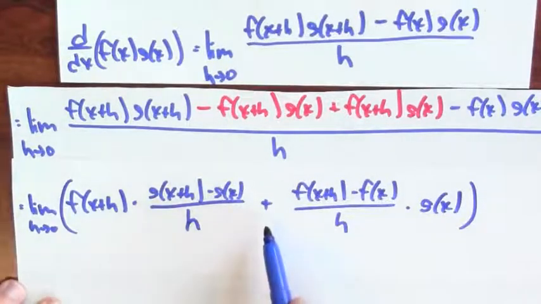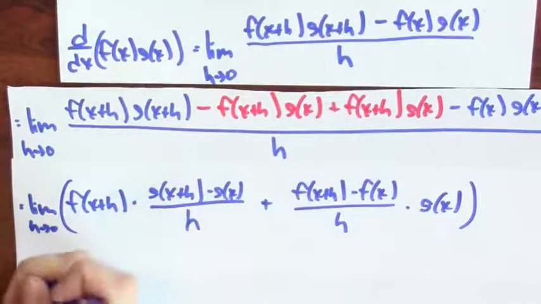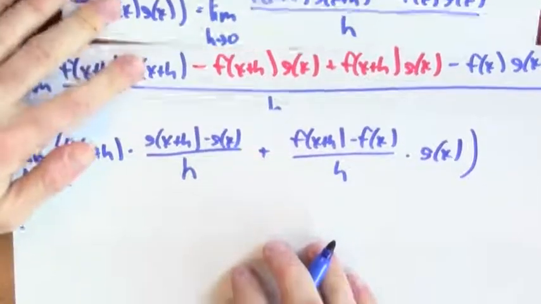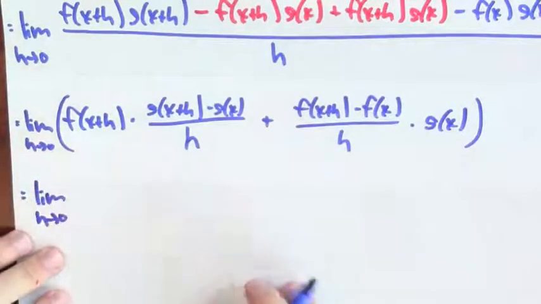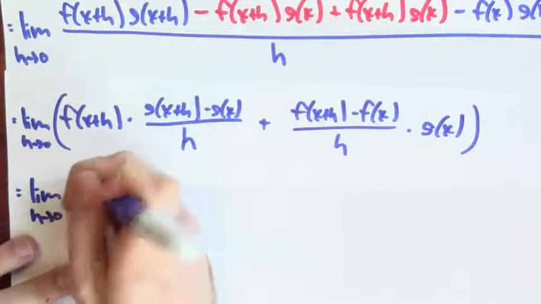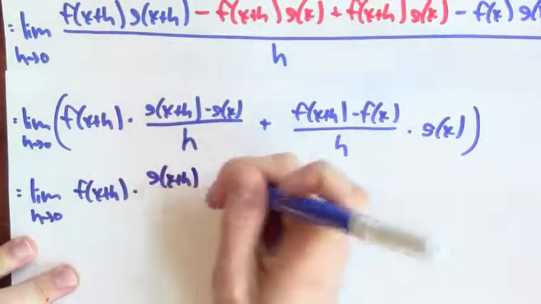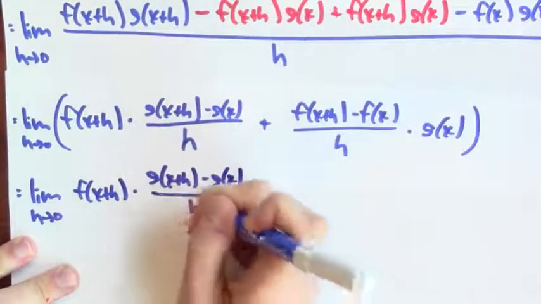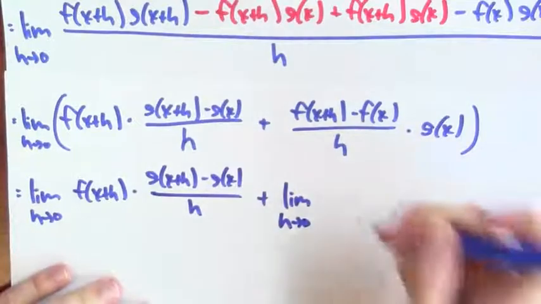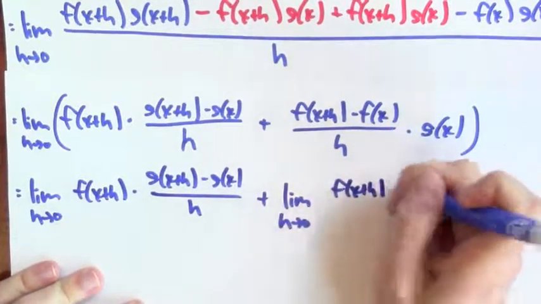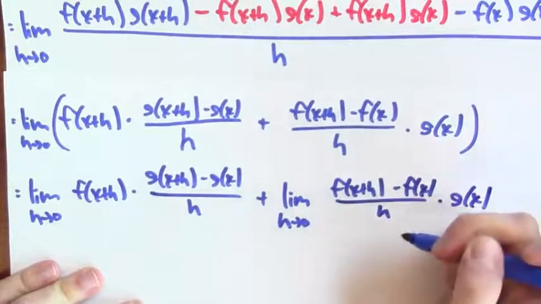Now this is a limit of a sum. So that's the sum of the limits provided the limits exist. And we'll see that they do. So this is the limit as h goes to 0 of f of x plus h times g of x plus h minus g of x over h plus the limit as h goes to 0 of f of x plus h minus f of x over h times g of x.